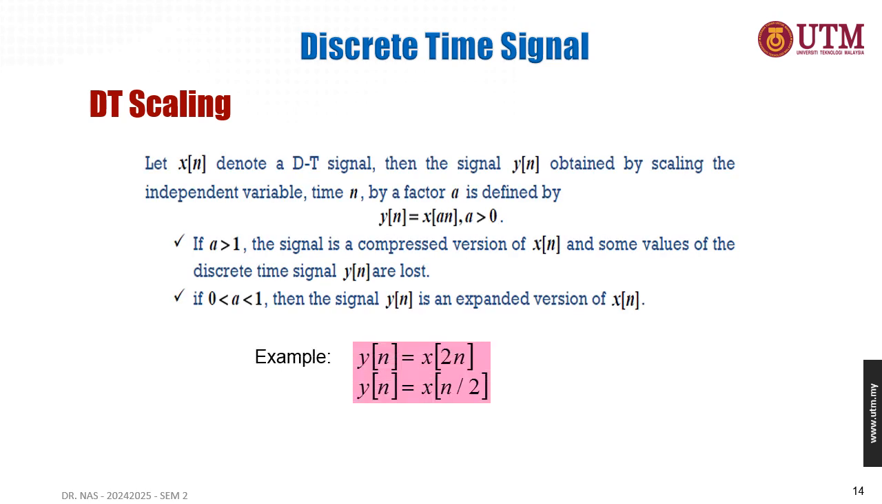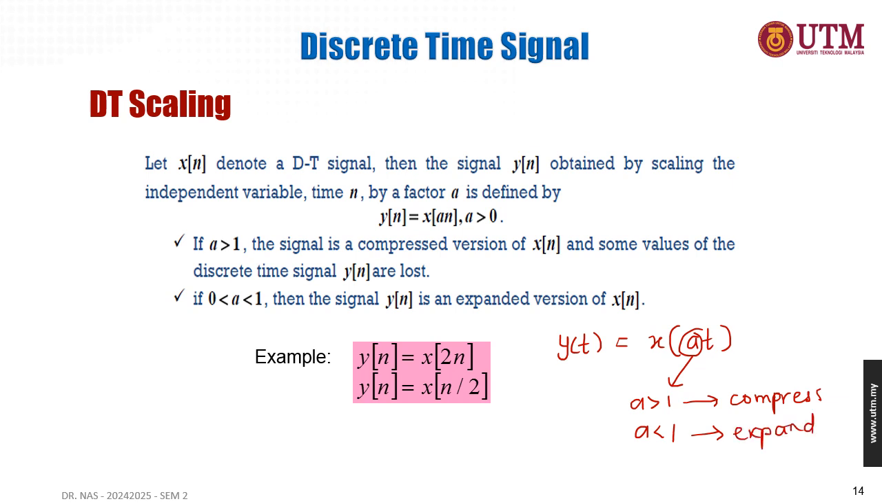Next is discrete time scaling. To recap, in continuous time, when you have x(at), the a represents the scaling operation. You need to compare it with 1, whether it is larger than 1 or less than 1. If a is larger than 1, the signal will be compressed in t. If a is less than 1, the signal will be expanded in t. The same goes for n. If a is larger than 1, the signal will be compressed in n. If it is less than 1, such as 0.5n, the signal will be expanded, divided by the scaling factor.